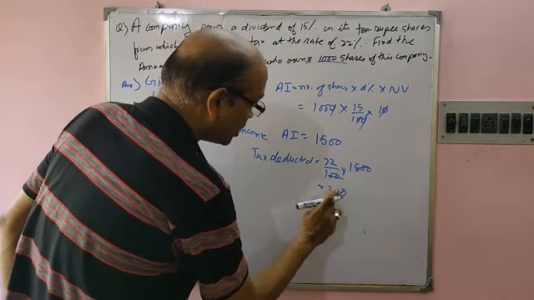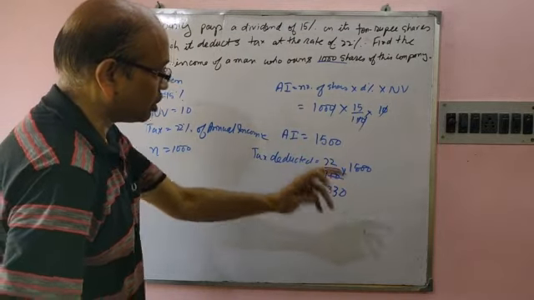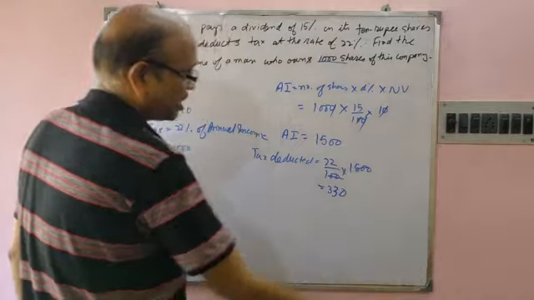15 2s are 30, 330. Tax deducted is rupees 330.